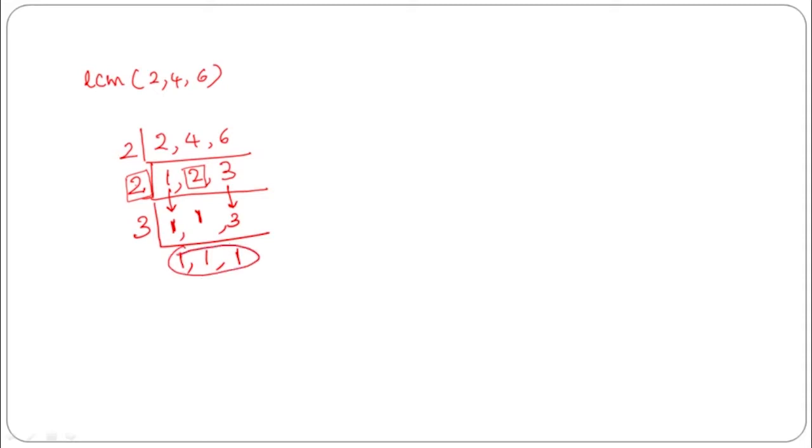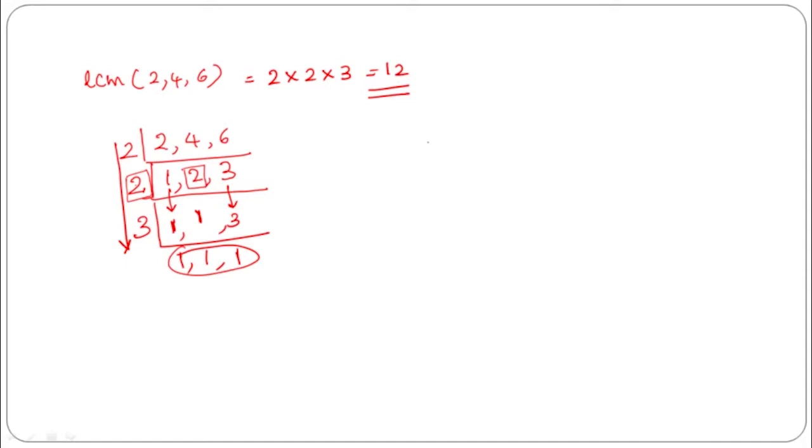So when it is like this, you can stop. You need not do any further. And the LCM of the given set of numbers is nothing but the product of these numbers. 2 multiplied by 2 multiplied by 3, which is equal to 12. This was the same answer that we got previously also. The LCM of 2, 4 and 6 was 12. But this method is far easier than listing the multiples and finding out the answer.